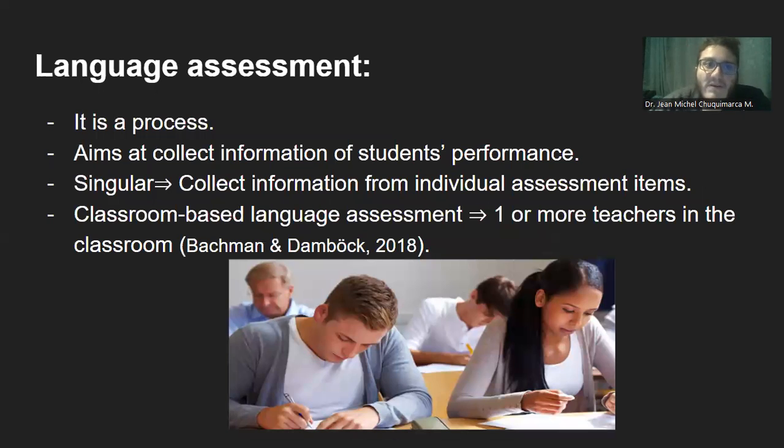The second part, language assessment, is an ongoing process that is aimed at gathering information of the student's performance. There are two ways to explain the language assessment. Is the singular one, a language assessment. It serves to collect, to gather information for individual assessment items in a group. And the second part is classroom-based language assessment that is implemented by one or more teachers in one class.